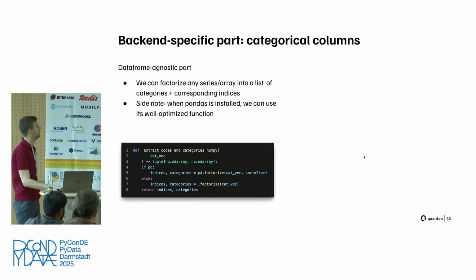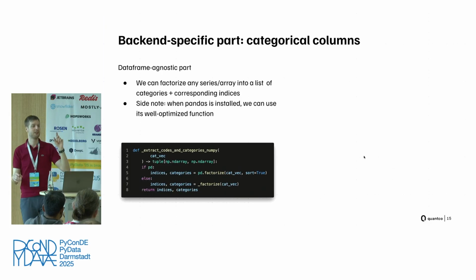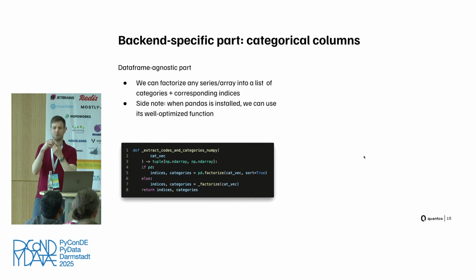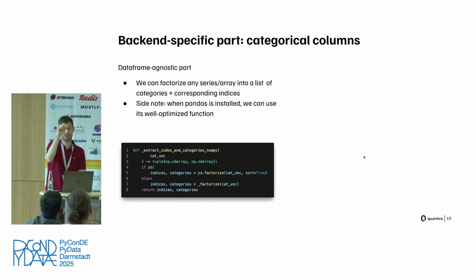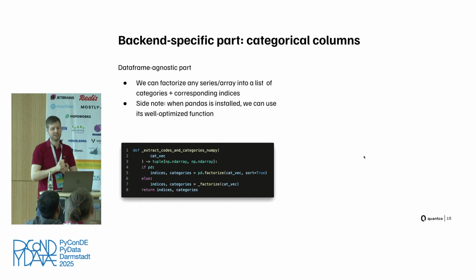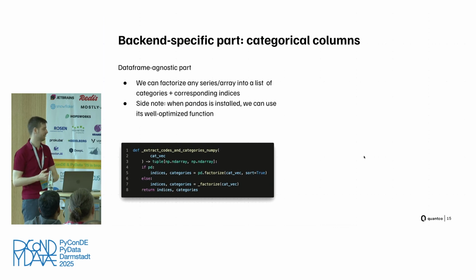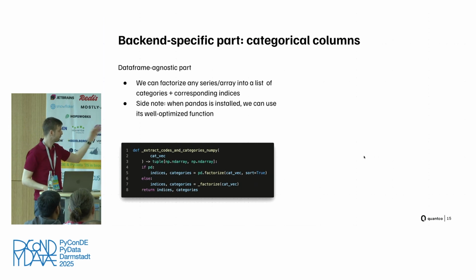It is nice, but we also want to separate categorical columns and convert them into a representation where we just store the list of categories that we have, plus an integer vector with the indices for each observation, like which category it belongs to. And for that, we need to factorize this series into indices and categories. And we can do it in a data frame agnostic way. It does work. If we have pandas, we can even use pandas factorize, which is nice.